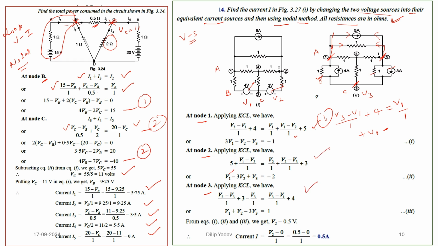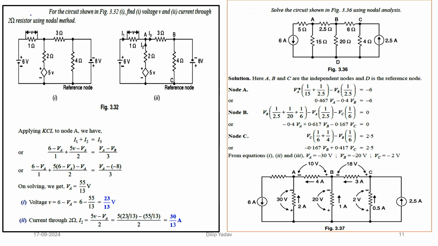Now at the third node, we will calculate the third node, and by using these three nodes we are going to calculate the current, that is, V1, V2 and V3 can be calculated accordingly. Now we have the next question, which says: find the voltage and the current through the 2 ohm resistance by using nodal analysis.